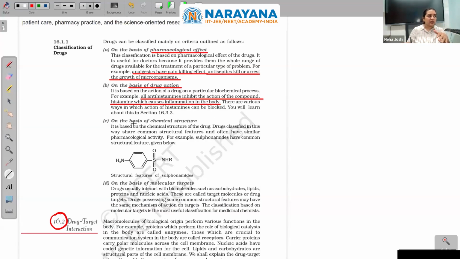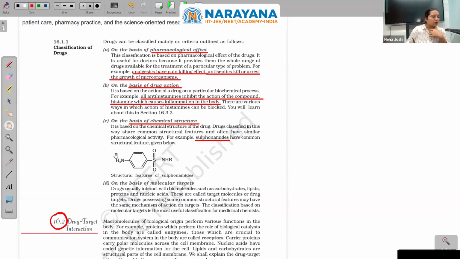Third, on the basis of chemical structures, like on the basis of functional group types. It is based on the chemical structure of the drug. Drugs classified in this way share common structural features and often have similar pharmacological activity. For example, sulfonamides, sulfonic acid amides, have a common structural feature like this.